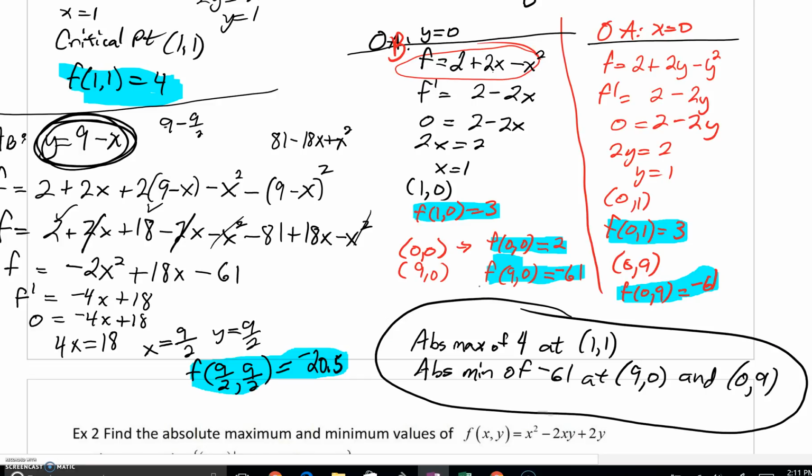You have to investigate boundaries carefully. You have to really make sure you're checking the endpoints and where the derivative on that boundary might equal 0. So it's a lot of checking. It gets to be a little tedious, but hopefully that makes sense. Best of luck.